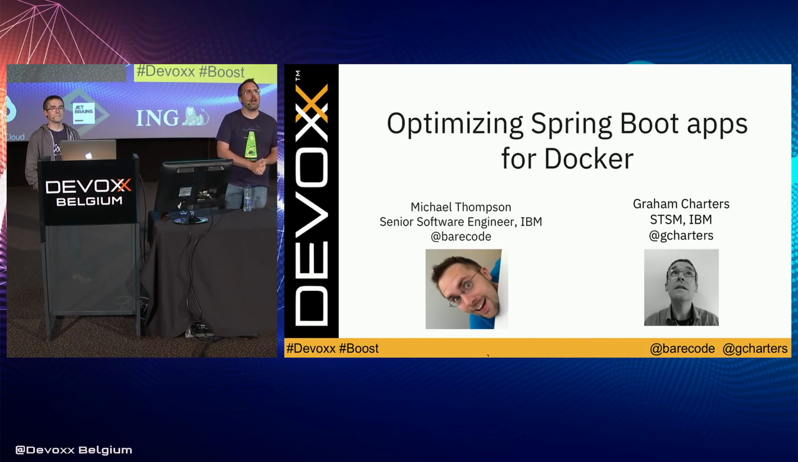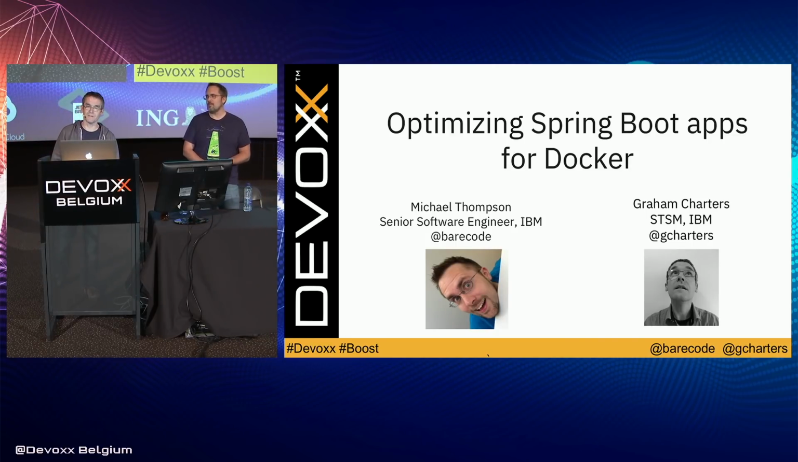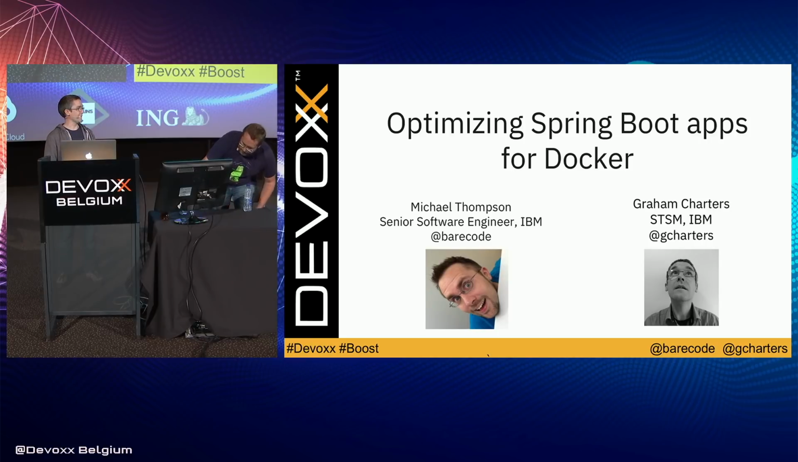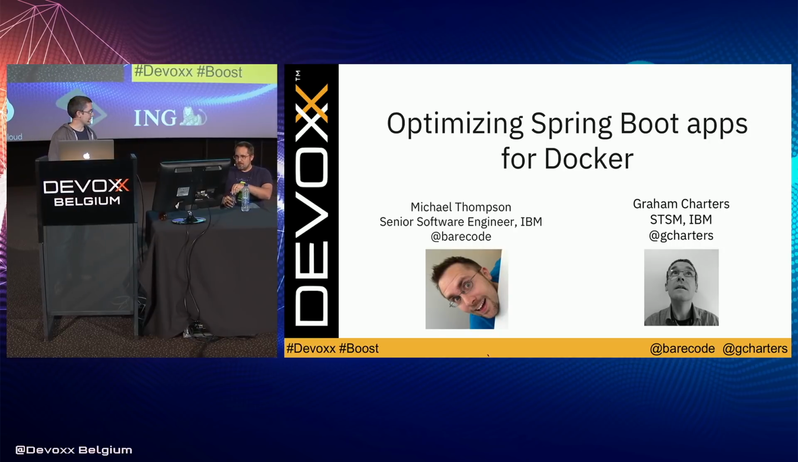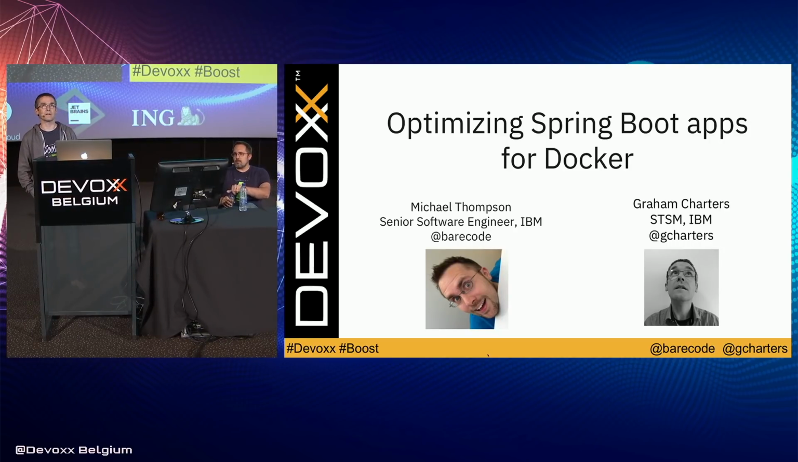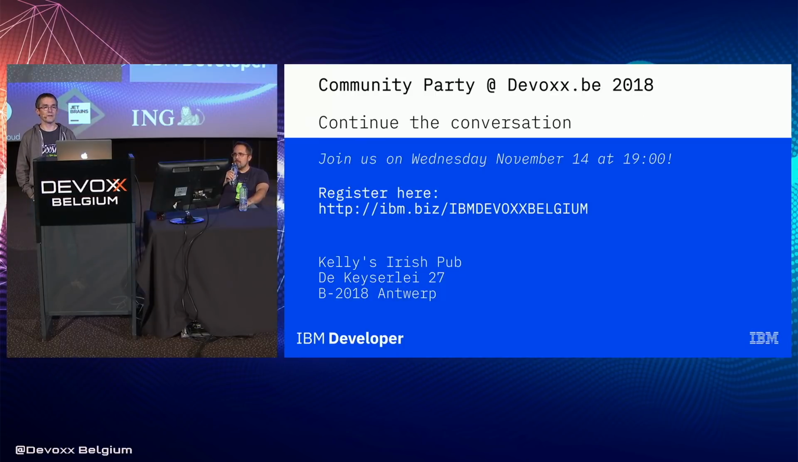So with that, I'm here with Graham Charters. So Graham. Hi. So I'm Graham Charters. I'm a senior technical staff member in IBM. I've been in IBM for over 20 odd years, which is a bit too long. So I've worked in the app server organization probably for about 8 years, and more recently I've been coming out and doing more conference type sessions and working with developers.